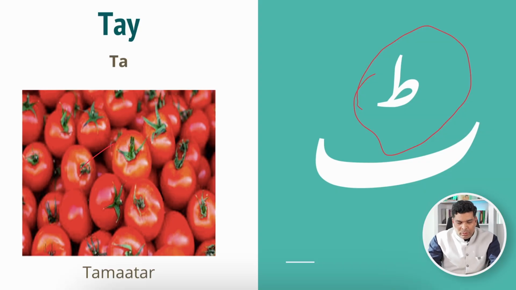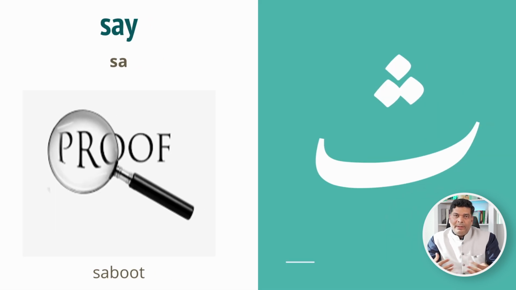Now, similarly, if we go further, this is one group. The other letter in this group would be Se, which gives the sound Sa. For example, Sabut comes from this letter. Now, these are one set of letters. Similarly, you have another shape, so we will move to the next one.